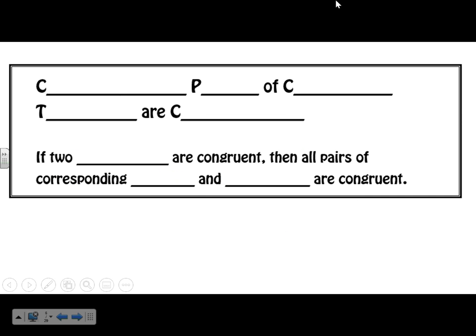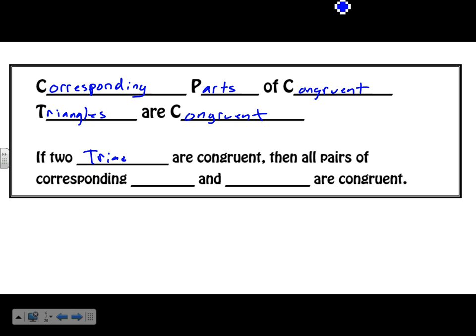So just to make sure I reiterate, CPCTC means corresponding parts of congruent triangles are congruent. So if two triangles are congruent, then all the pairs of corresponding sides and angles are congruent. That's what that means.